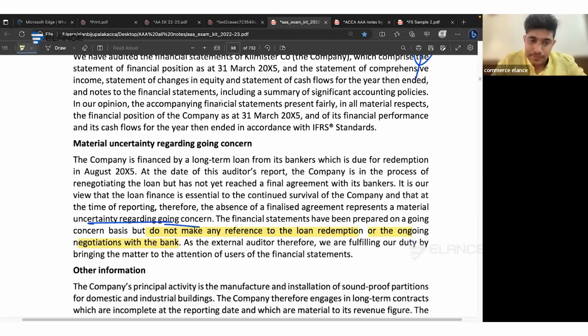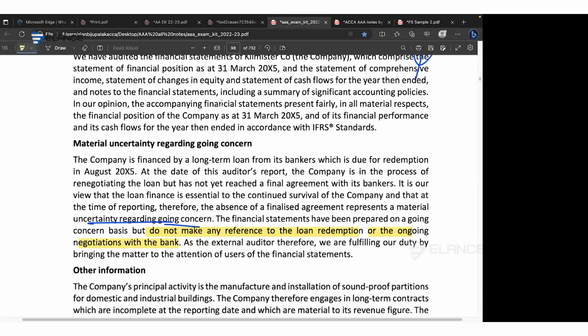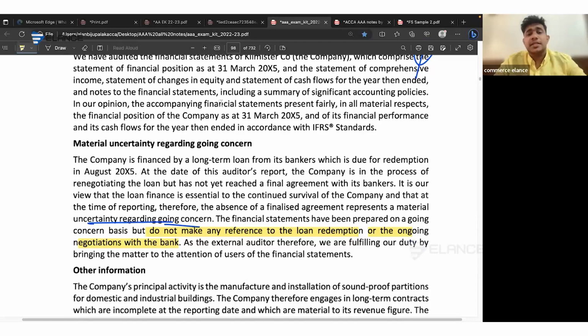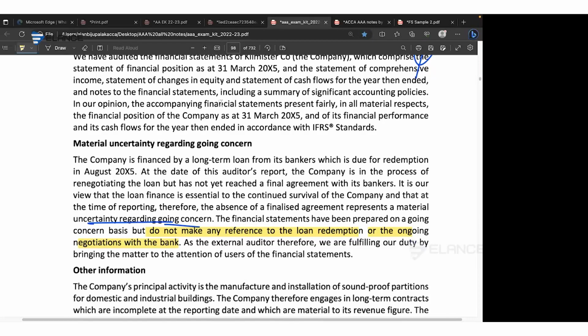Clear? Yes, sir. Then, is the usage of the material uncertainty relating to going concern paragraph appropriate here? No. Why?